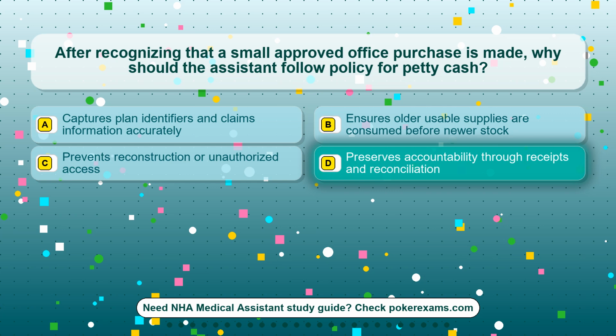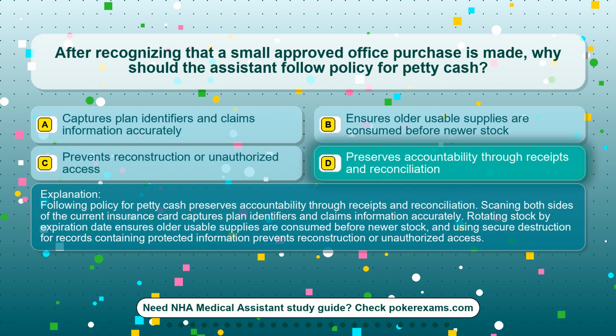The correct answer is option D. Preserves accountability through receipts and reconciliation. Following policy for petty cash preserves accountability through receipts and reconciliation. Scanning both sides of the current insurance card captures plan identifiers and claims information accurately. Rotating stock by expiration date ensures older usable supplies are consumed before newer stock, and using secure destruction for records containing protected information prevents reconstruction or unauthorized access.